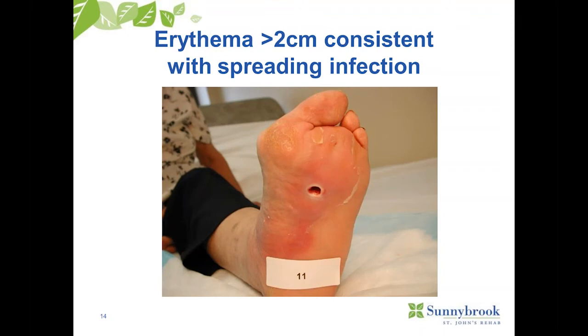Okay, here is an individual with a neuropathic ulcer. You can see the erythema that's extending, both proximal and distal. We would call that cellulitis, and this patient needs systemic antibiotic therapy, right? That's a deep wound.